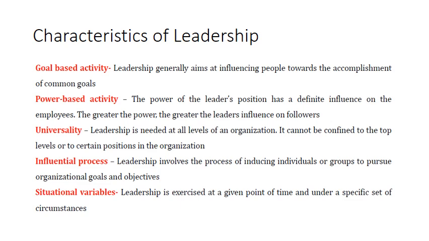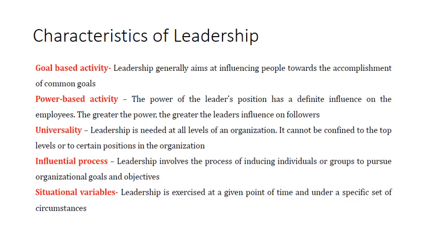So let's see some of the characteristics of leadership. It's a goal-based activity, power-based activity, universality, influential process, and situational variables. So what is goal-based activity? Leadership generally aims at influencing people towards the accomplishment of common goals. That is, the people need to be influenced by the leaders. Also, it's a power-based activity, that is, the power of the leader's position has a definite influence on the employees. If the leader has no power, there is no use of having leadership quality, because he should show his authority over the subordinates. The greater the power, the greater the leader's influence on followers.